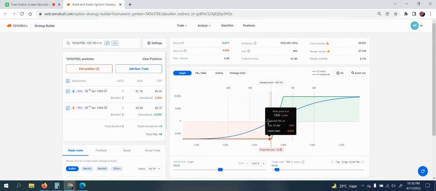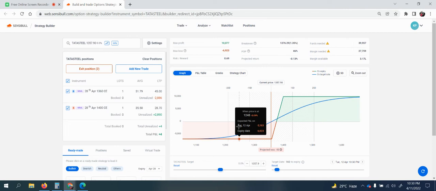Let's say my view is bearish from here. So I've deployed this entire debit spread with a bullish view, but again, due to some news, open interest or chart analysis, my view has changed now. So maybe Tata Steel will go down. So what I'll try to do is cover this loss of 6,923. If you look at the black box on the expiry date, that would be my maximum loss, 6,923.